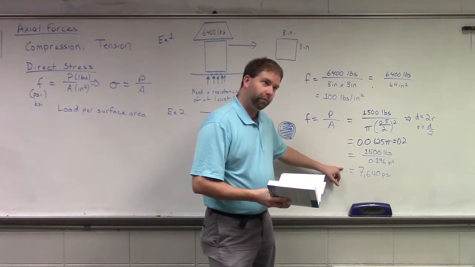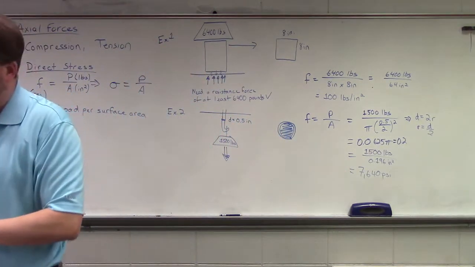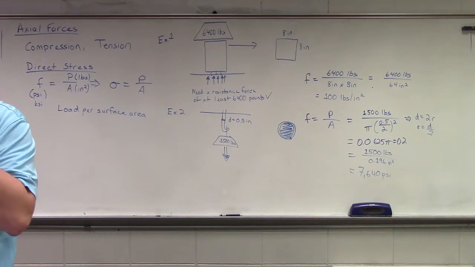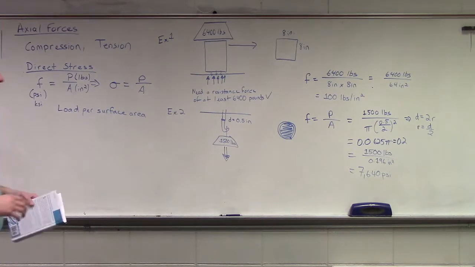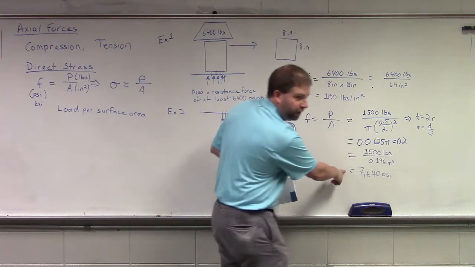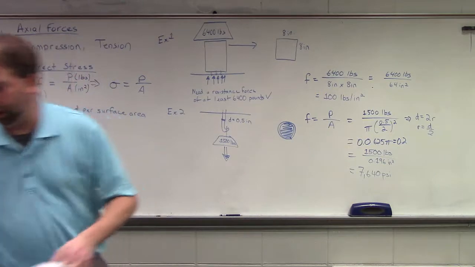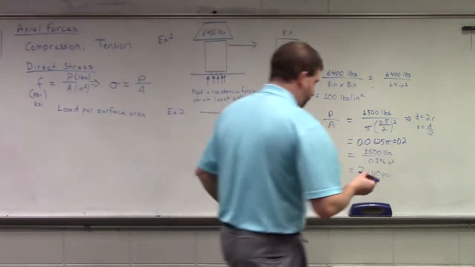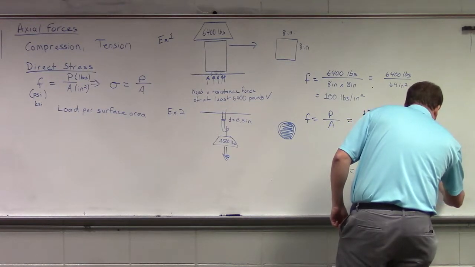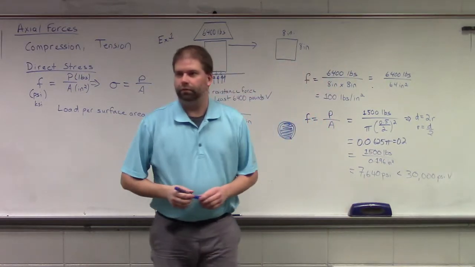The second item down, I don't want to get into yield strength and allowable tension yet, but look at what the allowable tension is for steel. 30,000 pounds, okay? So we're less than 30,000 pounds. So we are good, okay?